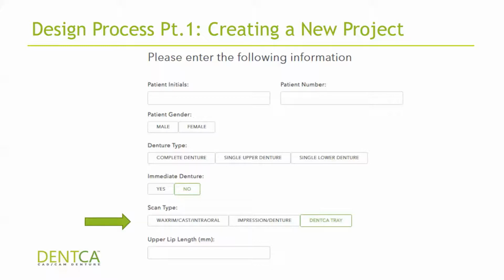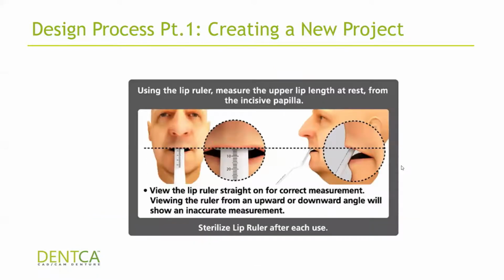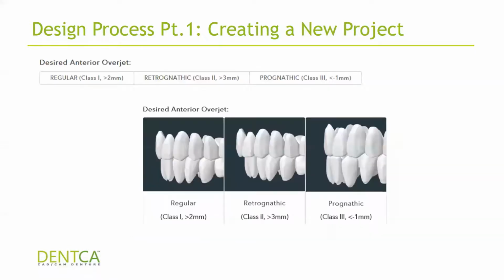If you took impressions with the Dentca trace, you will see another section open below it where it's going to ask for the upper lip length. This is a measurement that's taken with the Dentca lip ruler, and it's only applicable to the Dentca trace. So if you didn't take that upper lip length or you didn't use the Dentca trace, make sure you do not select that. Otherwise, it's not going to let you move to the next stage without entering a value. And this is the lip ruler, just for those who don't know it. It comes with the Dentca starter kit.